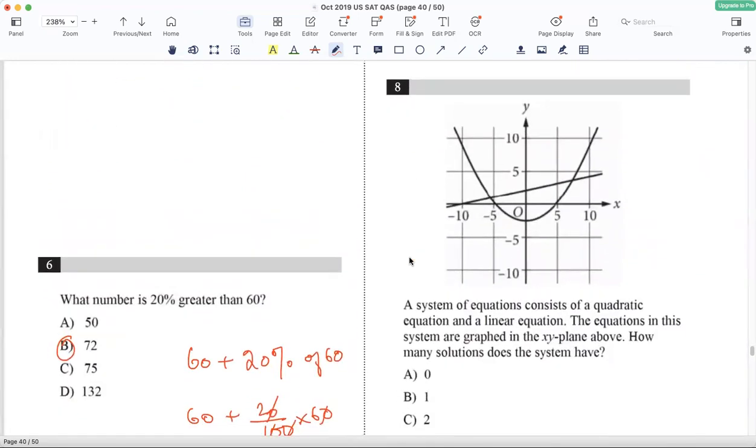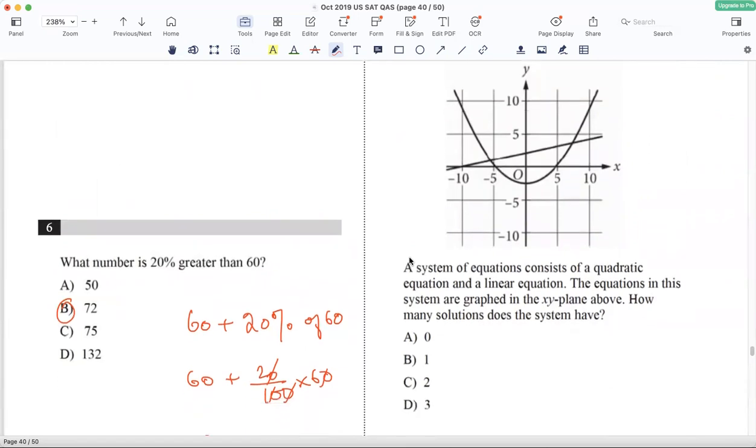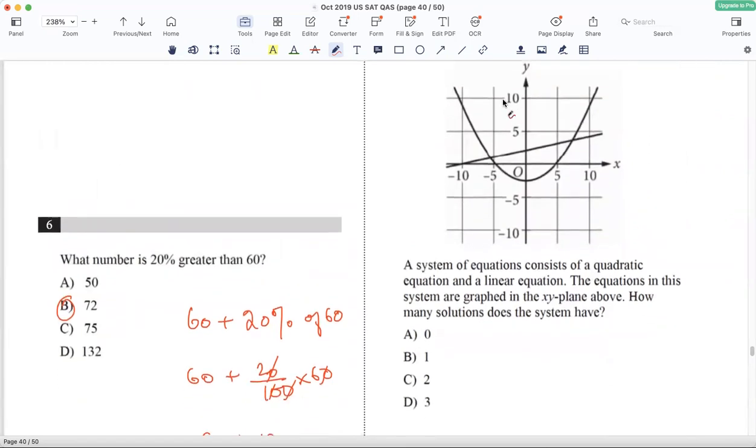A system of equations consists of a quadratic equation and a linear equation. The equations in this system are graphed in the xy plane above. How many solutions does the system have? So you can see that the parabola and the line intersect at 2 points. So this system has 2 solutions.